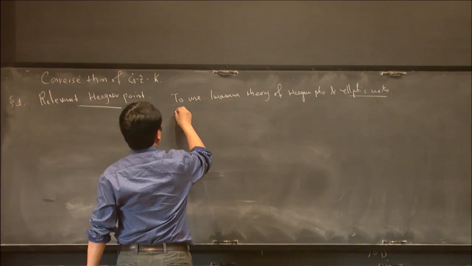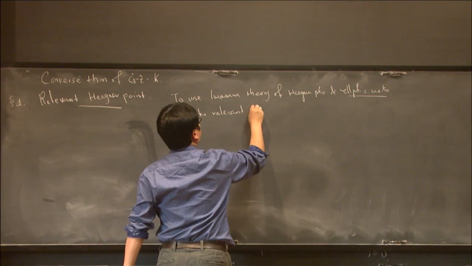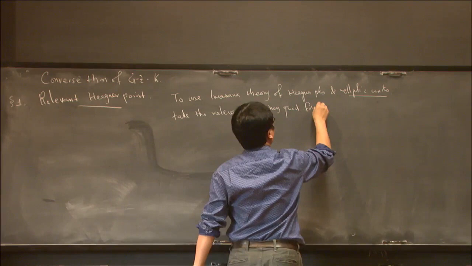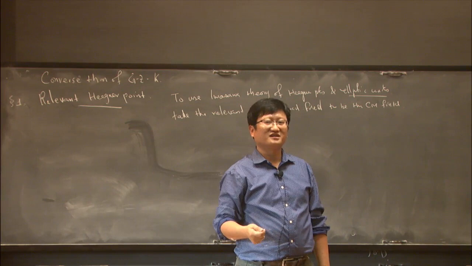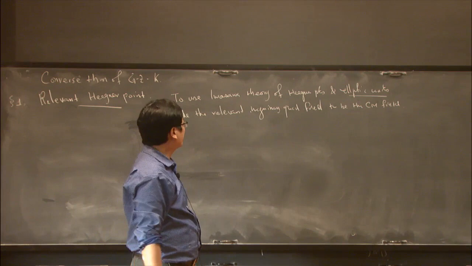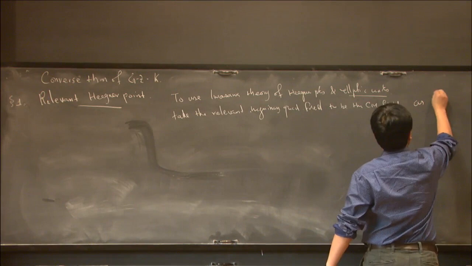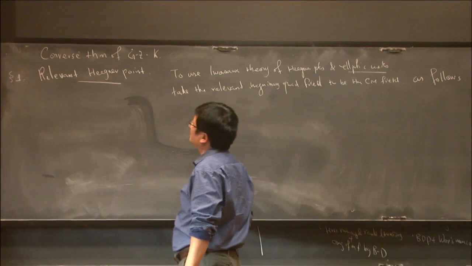So we will take the relevant imaginary quadratic field to be the same field. But if you take the same field to do this naive base change, then you get a sign plus one. So we need to make some variation, as follows. Now, let me give the construction of this Heegner point here.